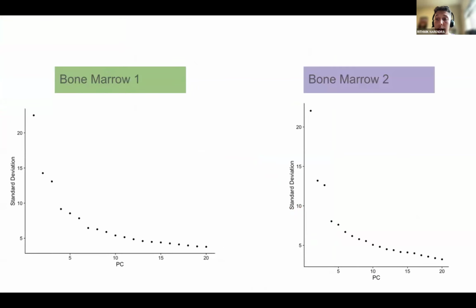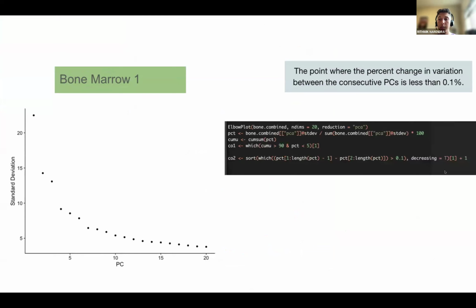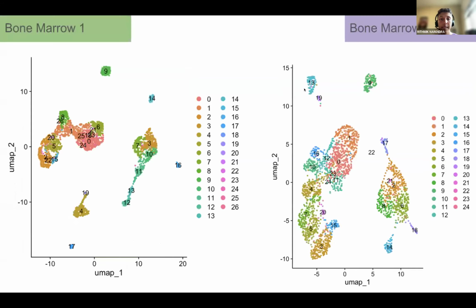So moving on to my PC analysis, this is what my elbow plots look like for bone marrow 1 and bone marrow 2 data sets. And instead of just looking at it and trying to guess where the elbow was, I looked at where the percent change in variation between consecutive PCs was lower than a threshold, and I used that to determine which PC to select.